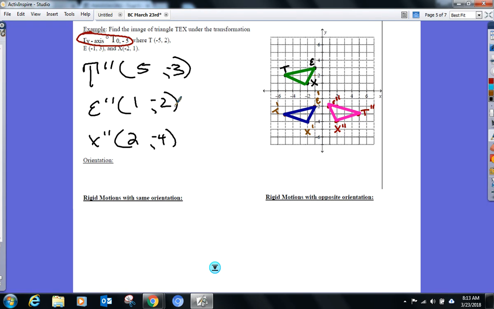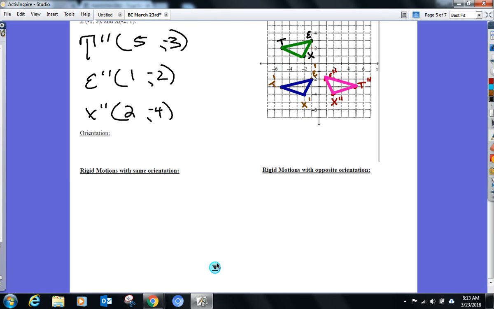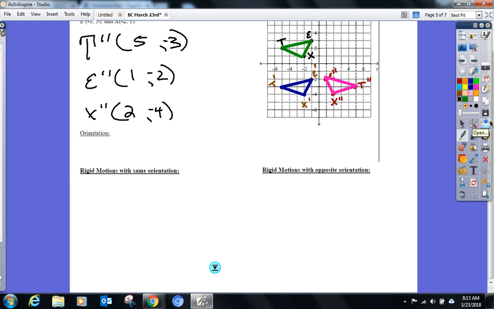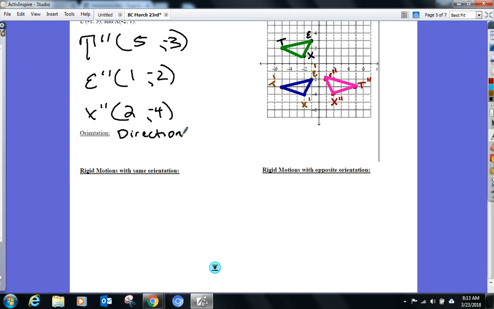Do it right to left, never go back to the original. All right, orientation now. This concept of orientation. Let me write the definition first and then we'll have a big discussion of it. That's the direction of the vertices.